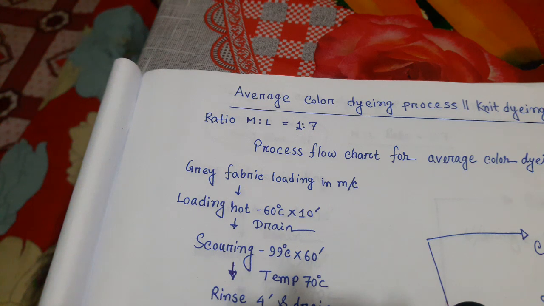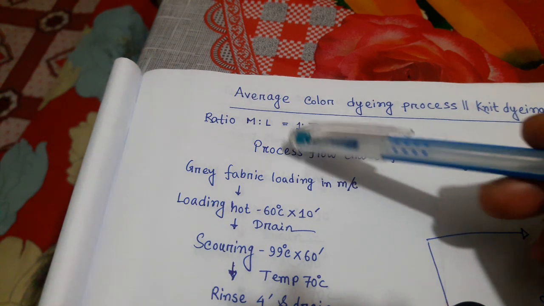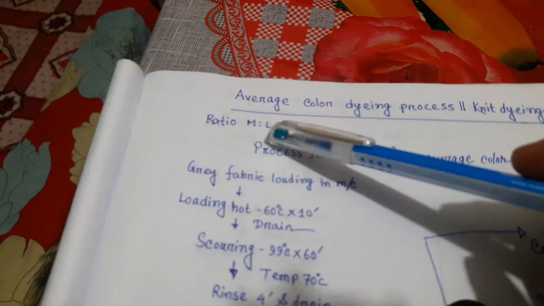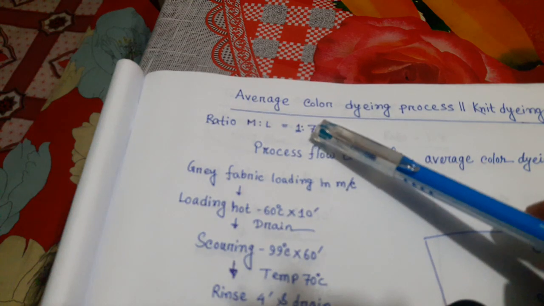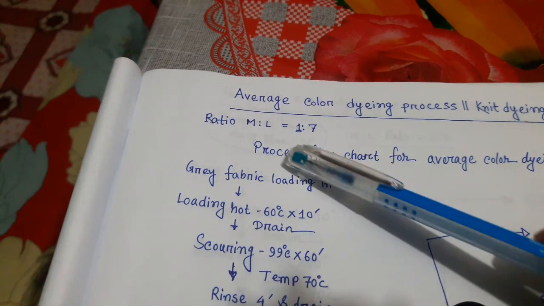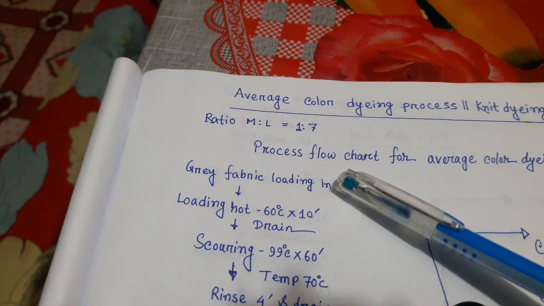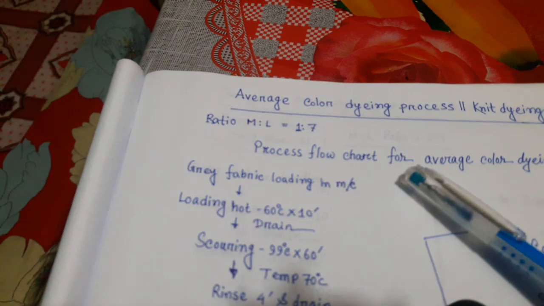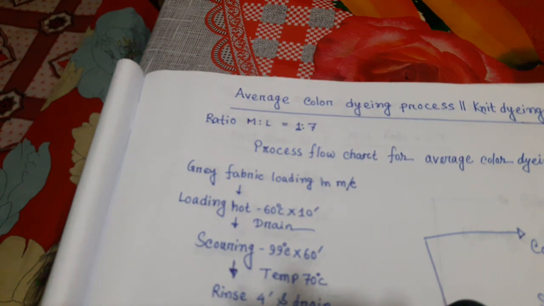Today I am going to discuss the average color dyeing process for knit dyeing fabric. Here the material to liquor ratio is 1:7. Here is the flow chart for average color dyeing, as below.